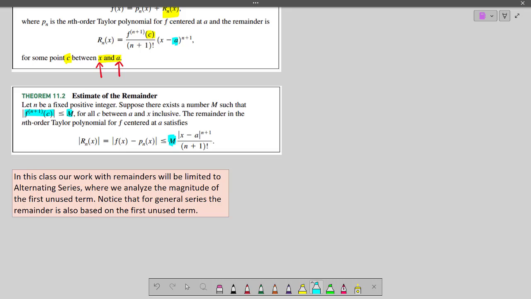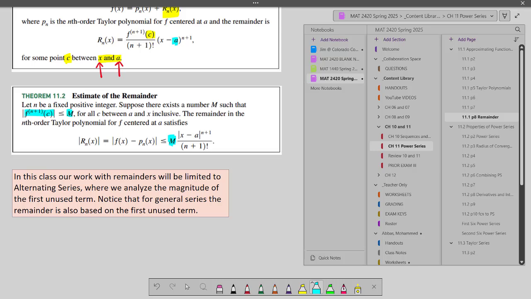So, super complicated. You'll do that a lot in more advanced classes, but that's the idea. In this class, we're only focusing on the alternating series to be real specific with the remainder. But the concept is very similar. First unused term.